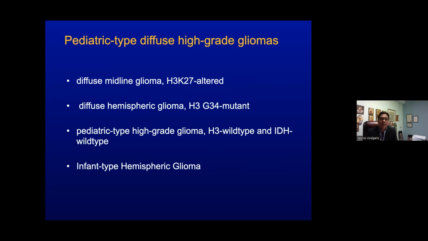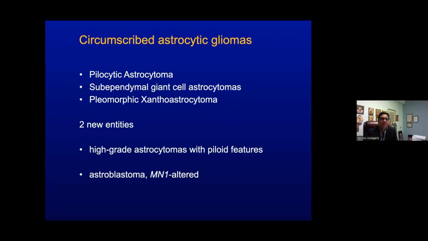However, we have pediatric-type diffuse high-grade gliomas: diffuse midline glioma, H3 K27 altered, diffuse hemispheric glioma, H3 G34 mutant, and pediatric-type high-grade glioma, H3 wild type and IDH wild type. Another type is infant-type hemispheric glioma. We discuss the circumscribed astrocytic gliomas: the well-known pilocytic astrocytoma, subependymal giant cell astrocytoma, and pleomorphic xanthoastrocytoma. In that category, we have two new entities, high-grade astrocytoma with piloid features and astroblastoma, MN1 altered.